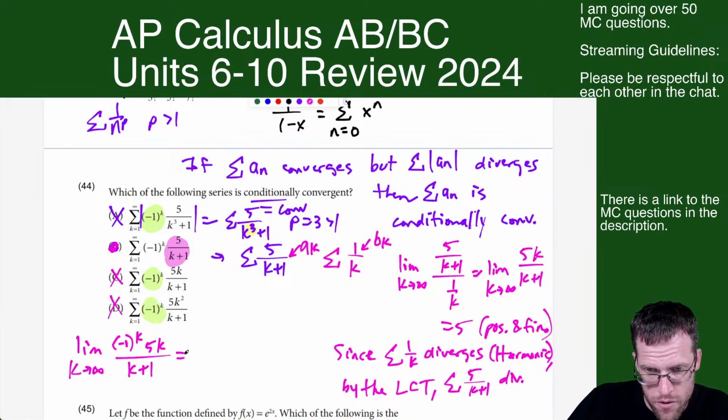So the limit as k goes to infinity is not 0 because see how the degrees match top and bottom? This just makes it oscillate. It throws it all off. But it's not 0, so this diverges, and same thing here. So definitely B.